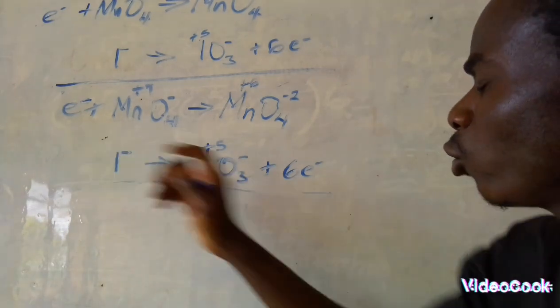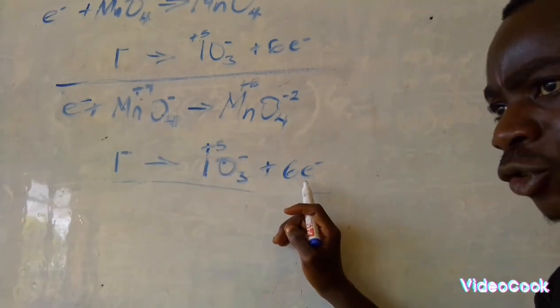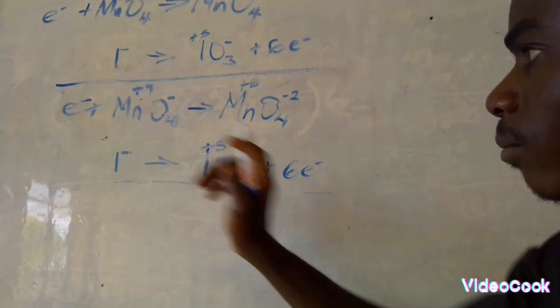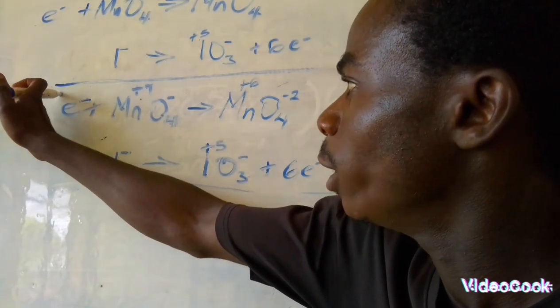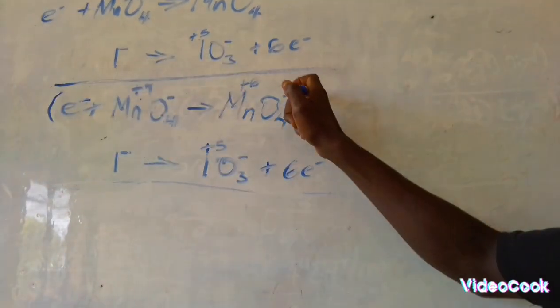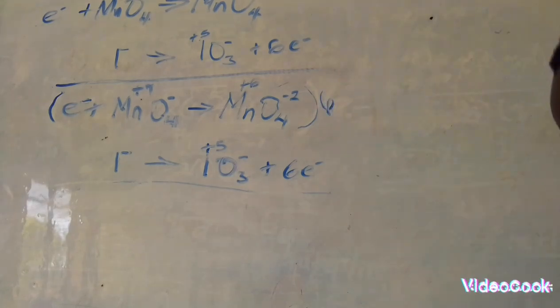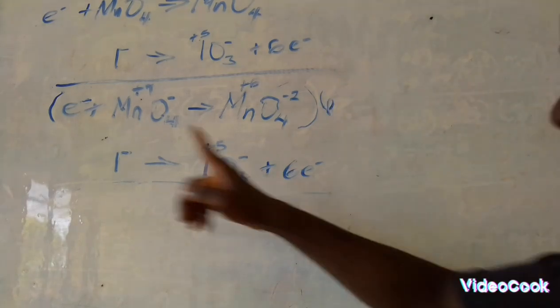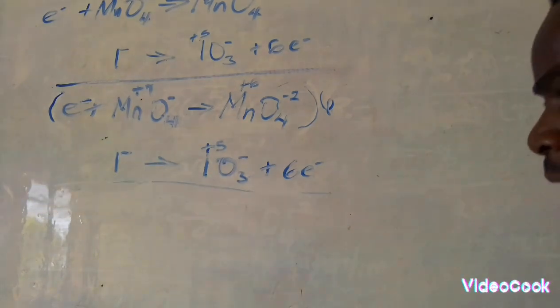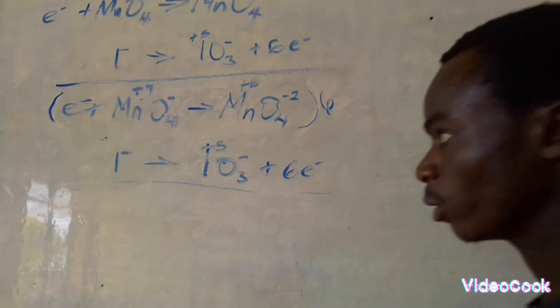Are these electrons balanced? No. So what do we do here? We have to put parentheses here and multiply all this by 6, so that our electrons will be balanced. Are you there? So now, let's get this written down.